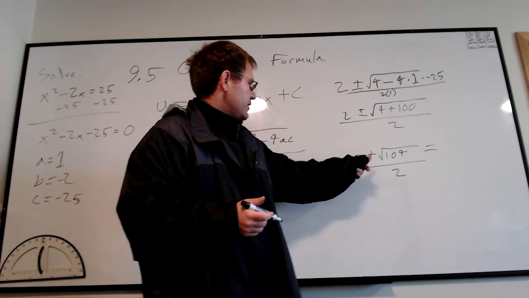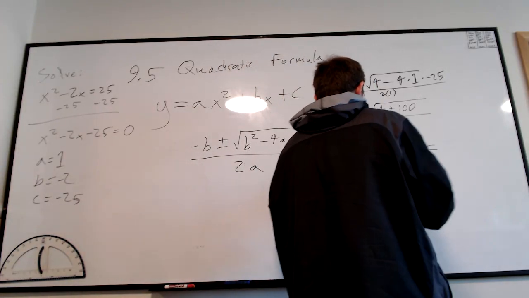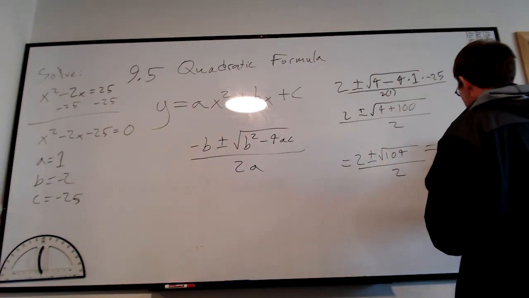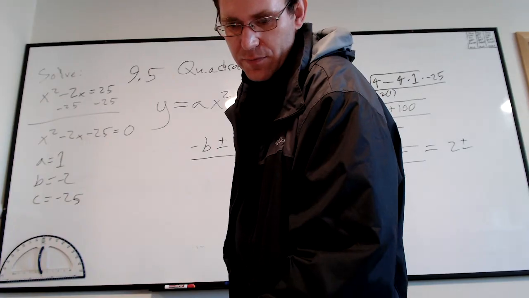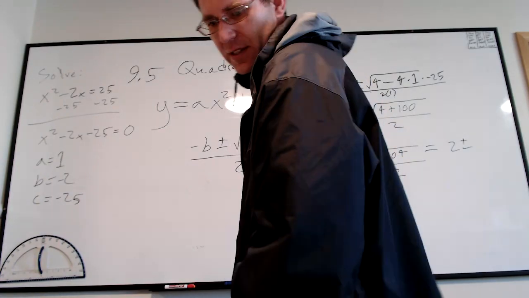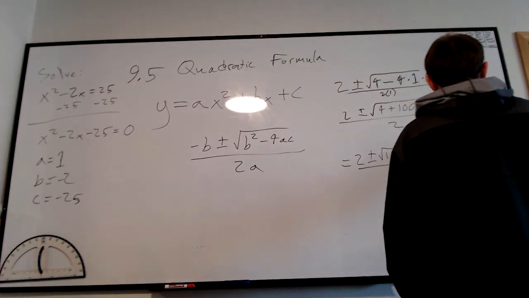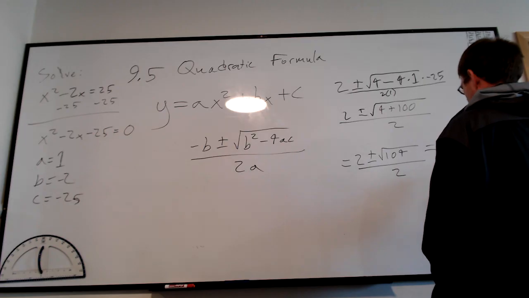So I guess we can just do the plus minus. So this is going to be 2 plus minus, I believe it's 10.44. I got 10.2. That's what I got too. 10.2? Okay.